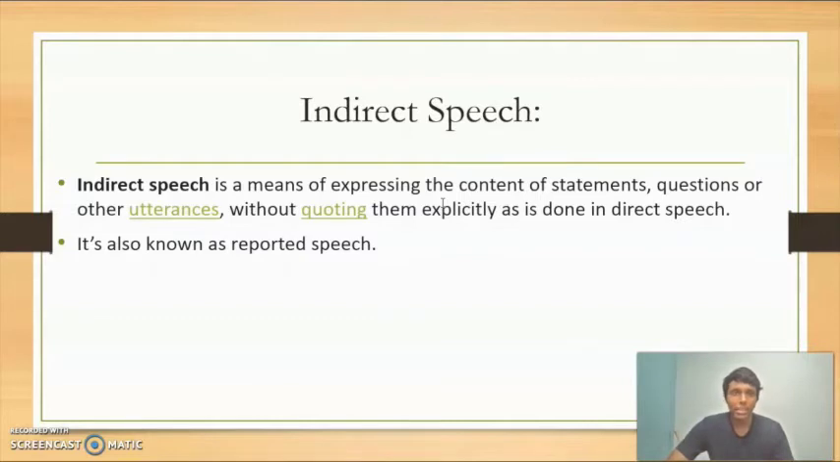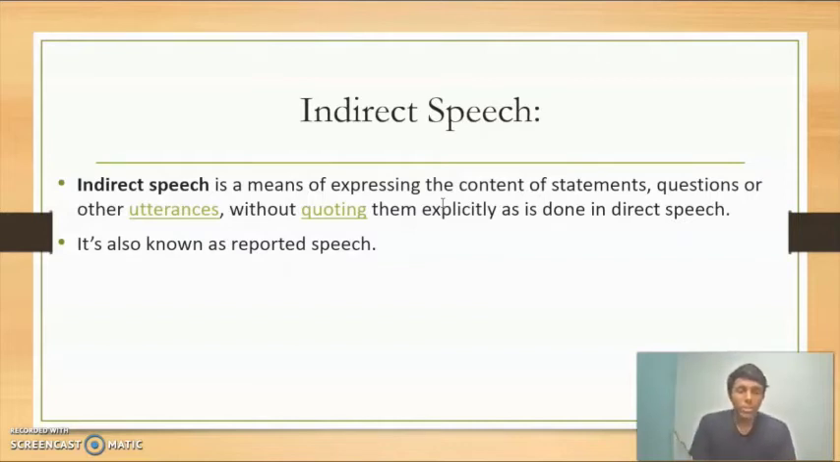So if I say something like the sky is blue, then those are the exact same words that you have to use. Exact same words. You cannot say that I said that the sky is bluish. It needs to be blue. All the words remain the same, the exact same.